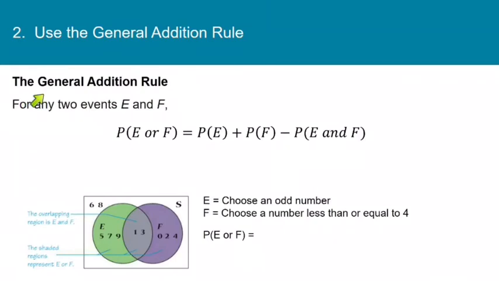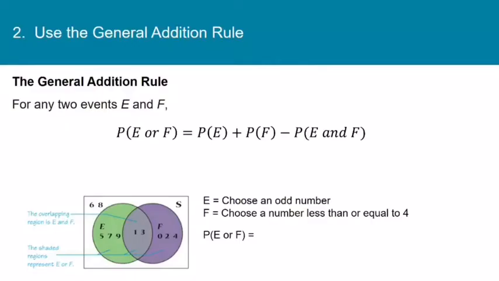Let's see if we can get this down in a rule now. So this is going to be called our general addition rule, and it says for any two events E and F, the probability of E or F is the probability of E plus the probability of F minus the probability of E and F. Now this is called the general addition rule because it works on both mutually exclusive and non-mutually exclusive events. We saw in the last slide that it certainly is going to work on events that are not mutually exclusive, but it also would work on events that are mutually exclusive because if two events are mutually exclusive, the probability of E and F will be 0 because there won't be any outcomes that are in both E and F.